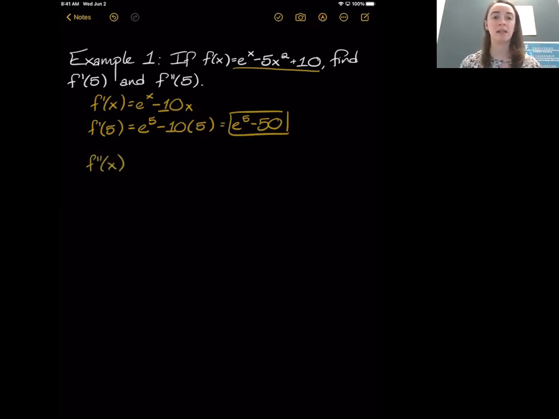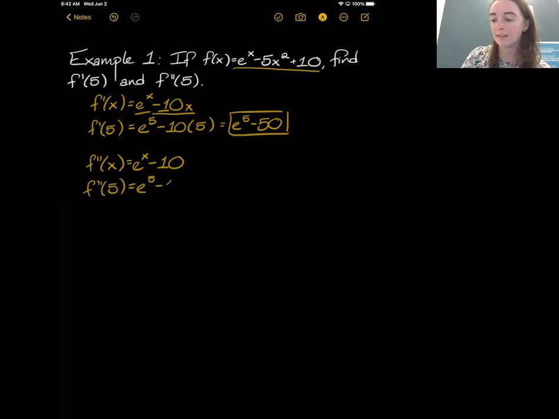F double prime of x, we need to take the derivative of f prime. So we'll take the derivative of each term. So the derivative of e to the x is e to the x. The derivative of minus 10x is minus 10. So our second derivative function is f double prime of x equals e to the x minus 10. So to find f double prime of 5 at that particular x value, x equals 5, again, we plug in and substitute a 5 wherever we see an x. So this will be e to the 5th power minus 10.